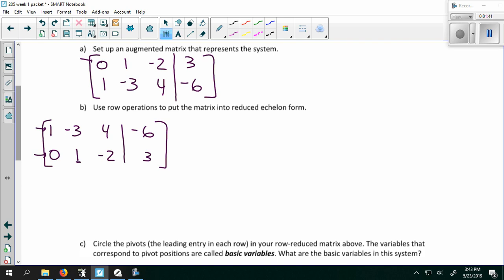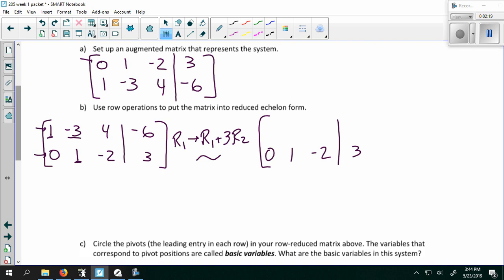But now I need to work right to left. I want to have 0s above the pivot positions that I have identified, the 1 and the 1. So I need to knock out that -3 that's above the 1. So row 1 needs to change. Row 1 is going to become row 1 plus 3 row 2. Okay, so row 2 is not changing, so I'm just going to copy that down before I do anything. Okay, row 1 is changing, and it becomes row 1 plus 3 row 2.